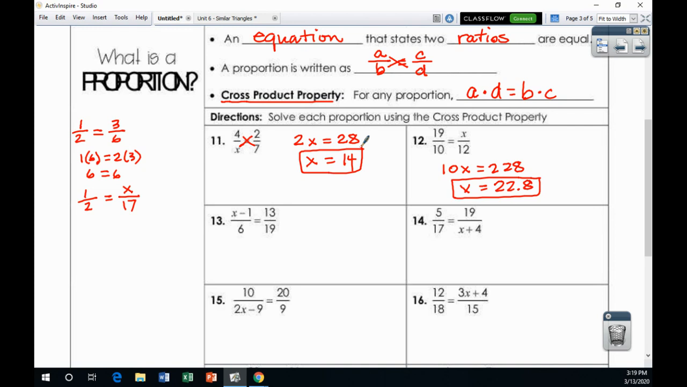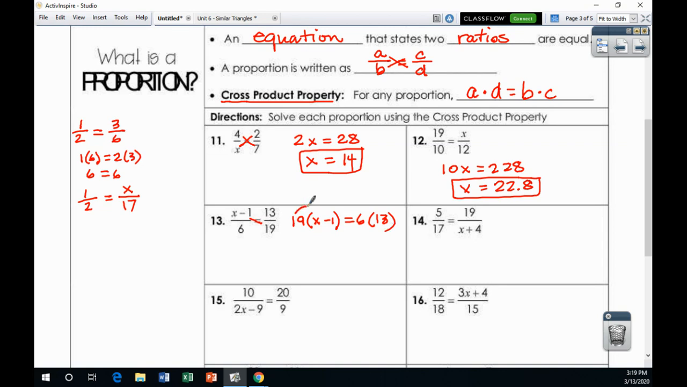In 13, we're going to cross multiply, but immediately you see we have something different here. We have a binomial. So what we're going to do is multiply 19 times both of those. I'm going to write it like this first, and that equals 6 times 13. So notice that cross multiplying gets rid of the fractions. That's the cool thing about cross multiplying.